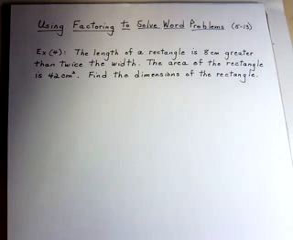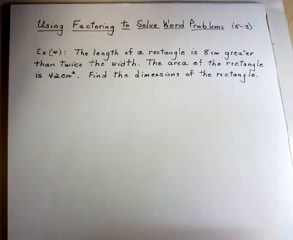Using factoring to solve word problems. Example 4. The length of a rectangle is 8 centimeters greater than twice the width. The area of the rectangle is 42 centimeters squared. Find the dimensions of the rectangle.